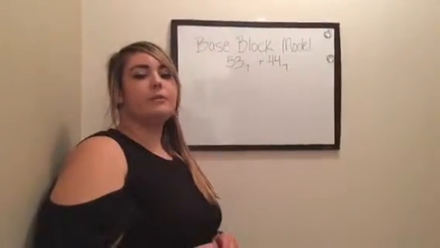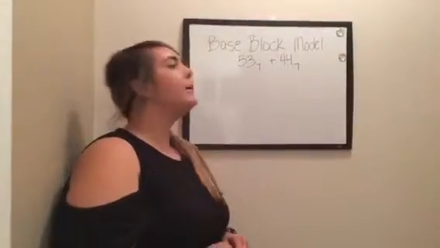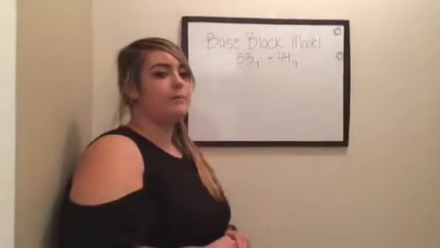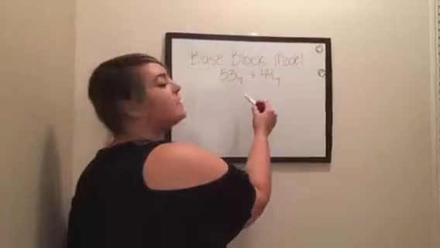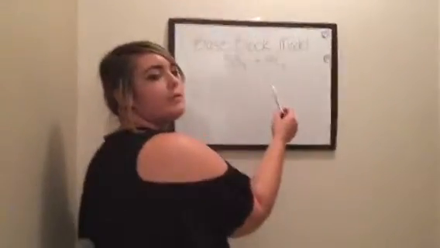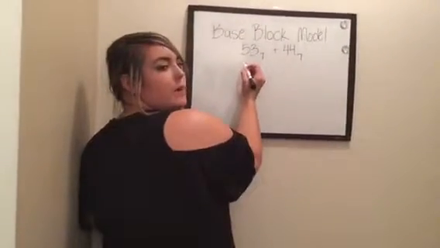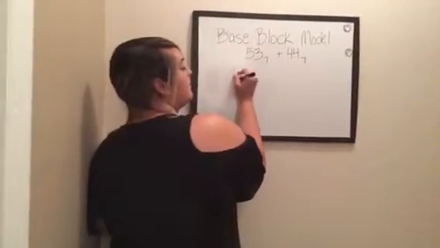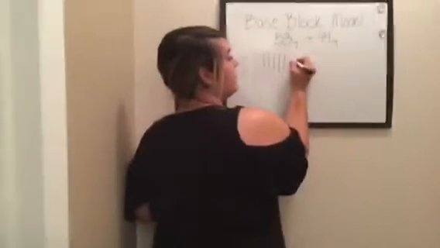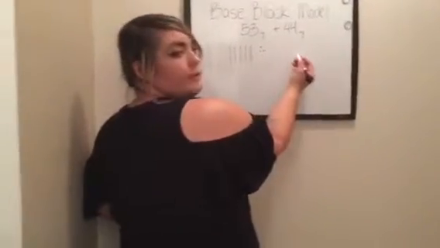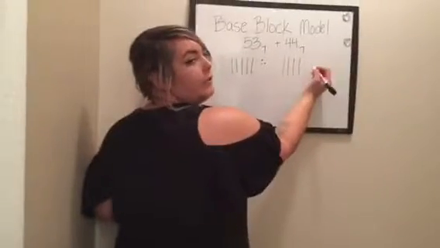In this example, we'll learn how to add two numbers that have bases other than 10 by using the base block model. We have 53 with a base of 7 plus 44 with a base of 7. 53, we can model that as 5 rods and 3 units. 44 is modeled as 4 rods and 4 units.